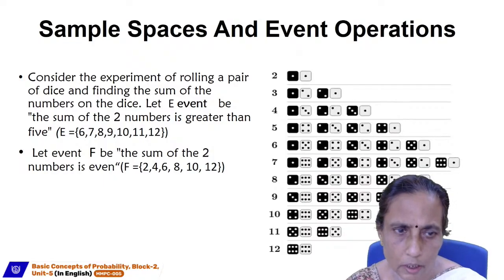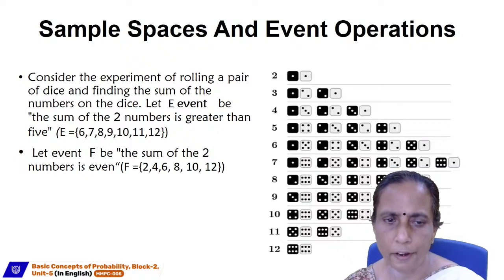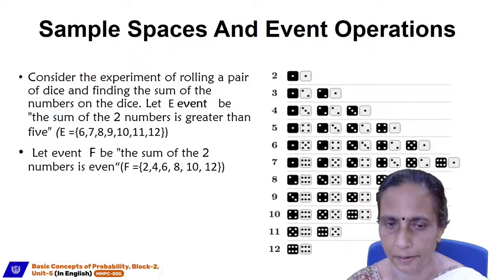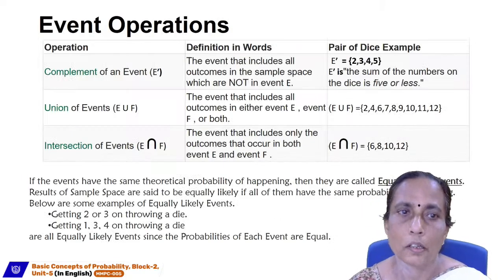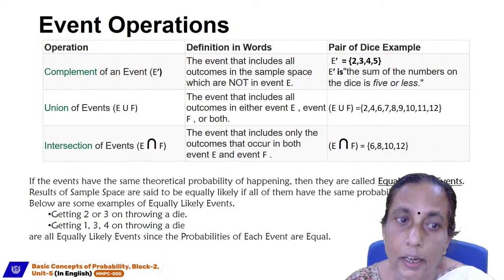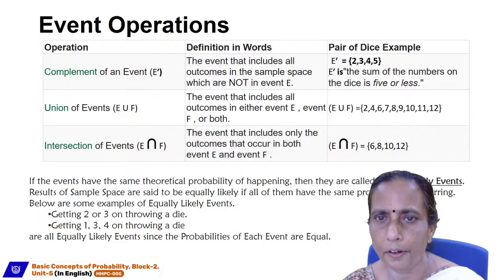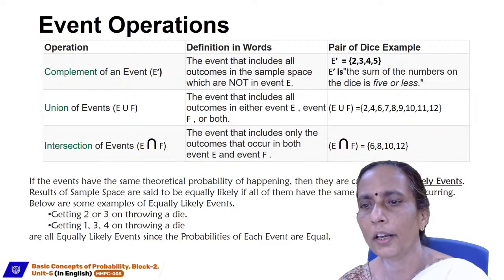Okay, we have two events. One is that the sum of the two numbers is more than 5, and the other is that the sum of the two numbers is even. These are the two events, say E and F. So we can have event operations. One operation is the complement of an event, which is the event that includes all outcomes in the sample space which are not in the event.